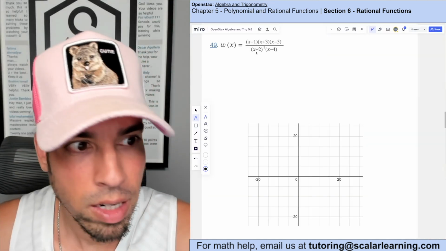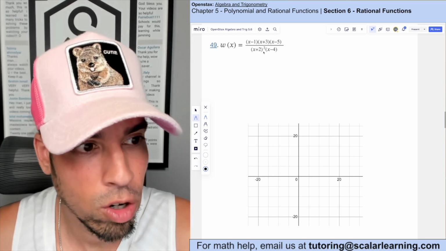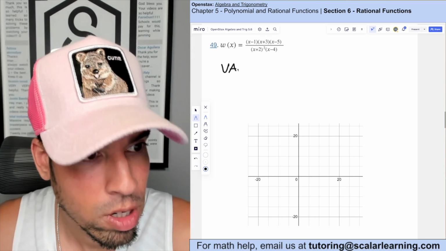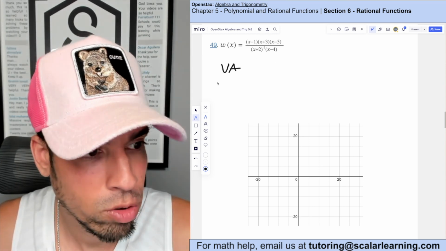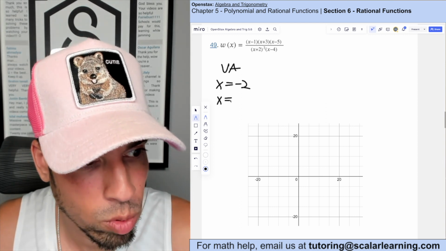So for this one, we've got it in fully factored form, which is really nice, and nothing cancels out. So we're good to go in finding the vertical asymptotes, which is going to be where the denominator zeroes out. So it's going to be at x equals -2 and x equals 4.